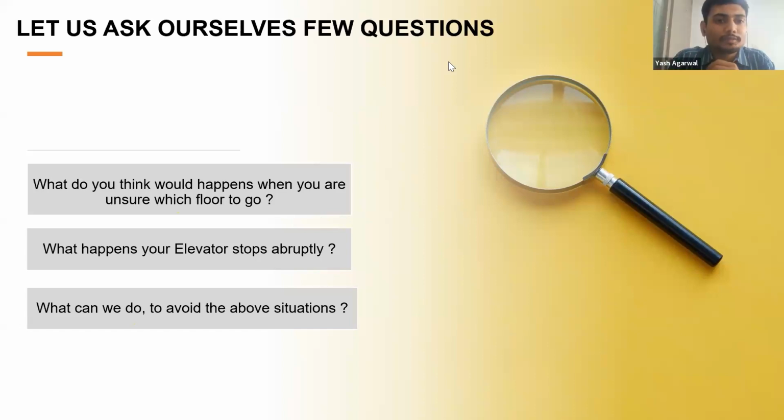I think Rohit has mentioned, should have taken the stairs. Should have taken the stairs. Yeah. Will it take a longer time to reach the place if you have only 60 seconds to reach the 10th floor?